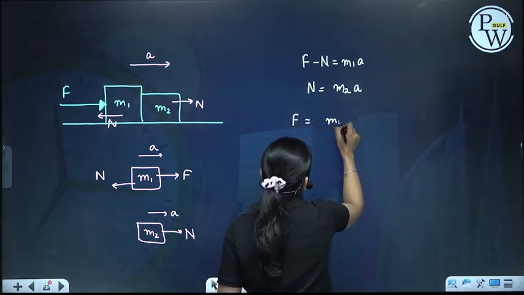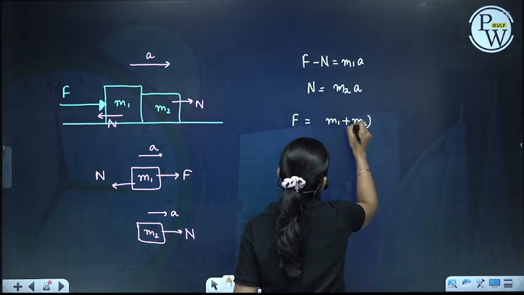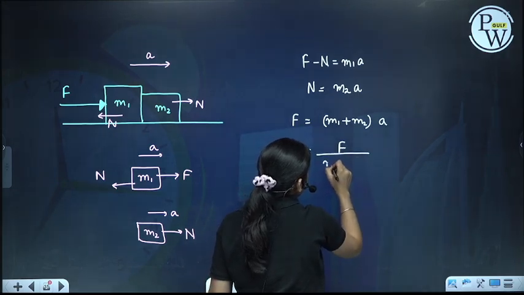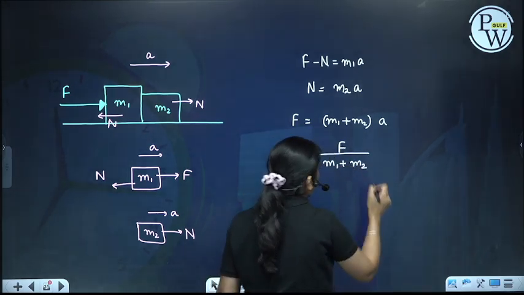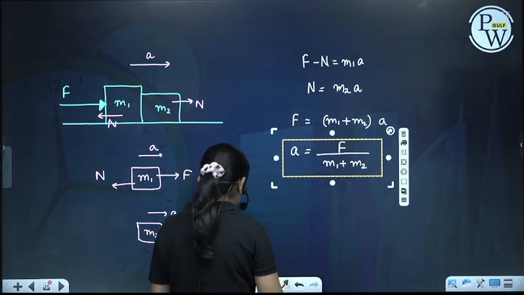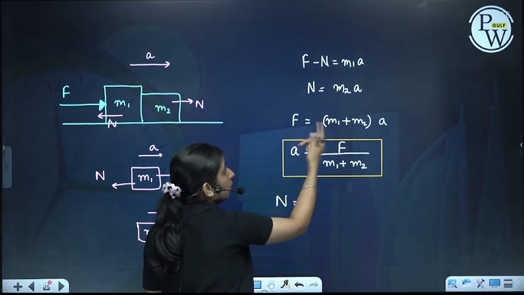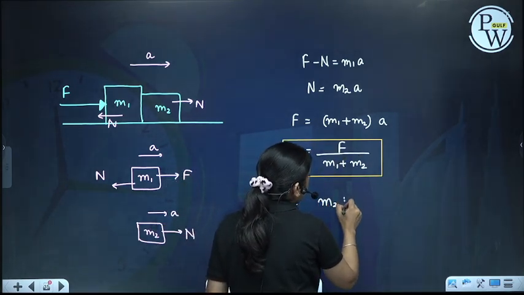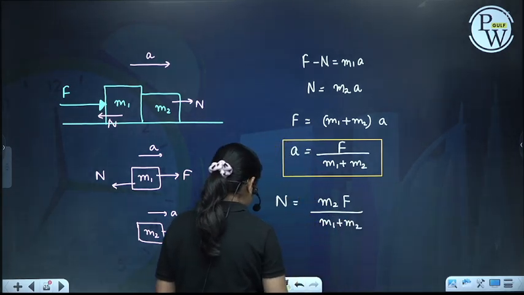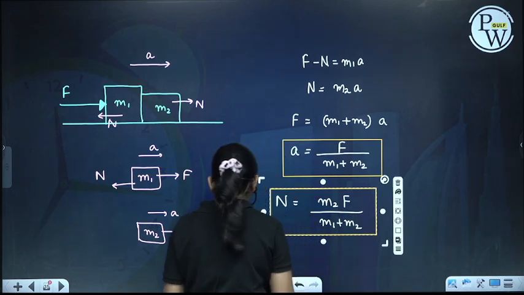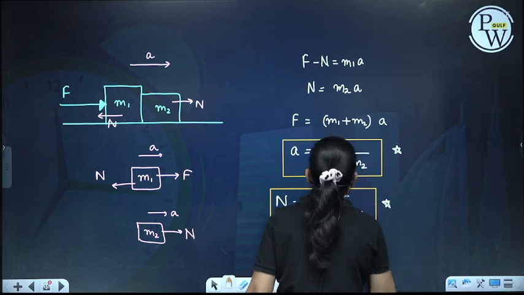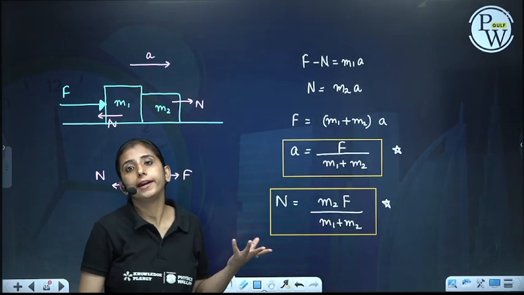Now if we add both these equations, F will be equal to M1 plus M2 into A. So from here acceleration will be F divided by M1 plus M2, and the normal reaction is equal to M2 times A, so it will be M2 times F divided by M1 plus M2. This will be the normal reaction acting between the blocks, and this is the acceleration of the system of blocks. So this is motion of connected bodies.